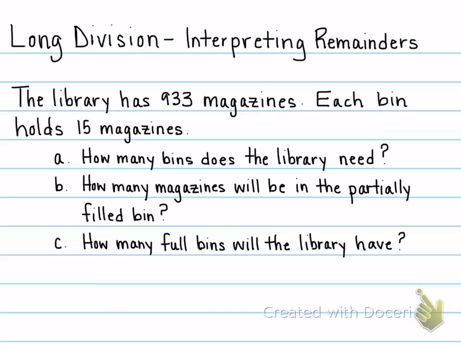The library has 933 magazines. Each bin holds 15 magazines. And there are three possible questions you could ask that deal with the remainder. A, how many bins does the library need? B, how many magazines will be in the partially filled bin? And C, how many full bins will the library have? So we're doing one with these three choices just because you need to think about all the different ways you could possibly answer the question. So take a second and get this problem written down, and then we will solve the problem.